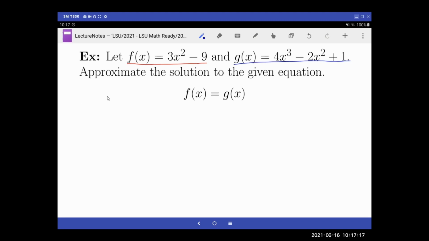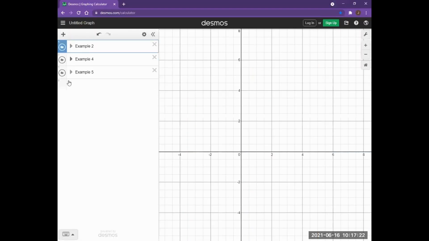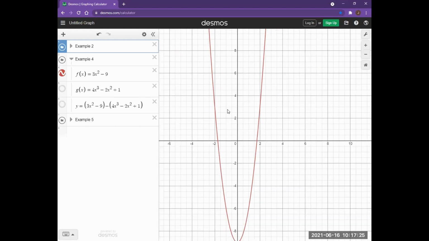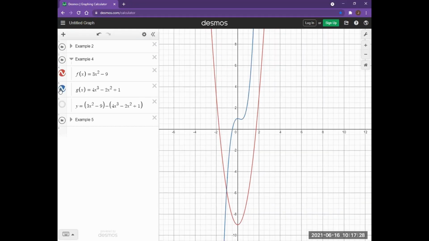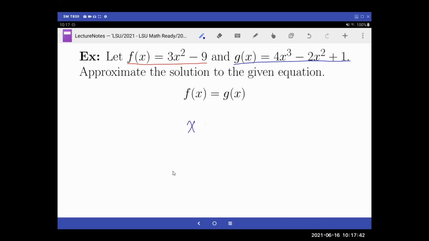All right, so what we're going to do to figure that out is we're just going to graph them. So here's f of x. Here's g of x. Where do they equal each other? When x is negative 1.044. Okay, that's our approximate solution here. All I did was graph them and see where they ran into each other.